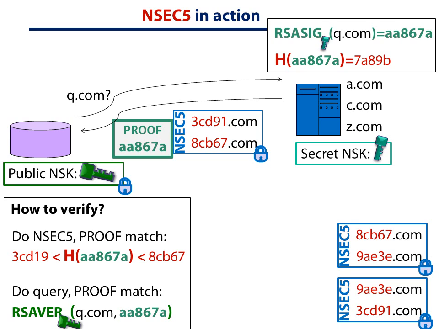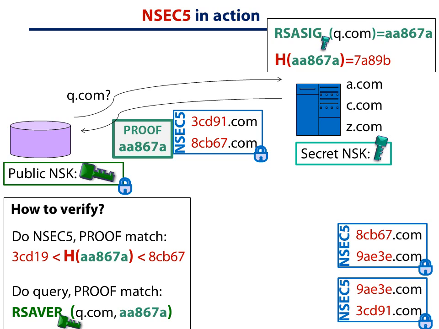Then, to check that the proof and the NSEC5 record match, you check the hash of the proof and check that it falls within the two values in the NSEC5 record, and if it does, you're happy. Okay, so that's the NSEC5 in action. We have two verifications. The first is that the proof is actually the signature on the query, and the second is that the hash of the proof falls between the two values in the NSEC5 record.